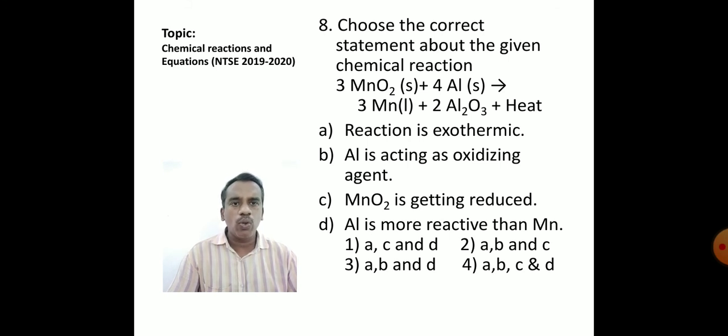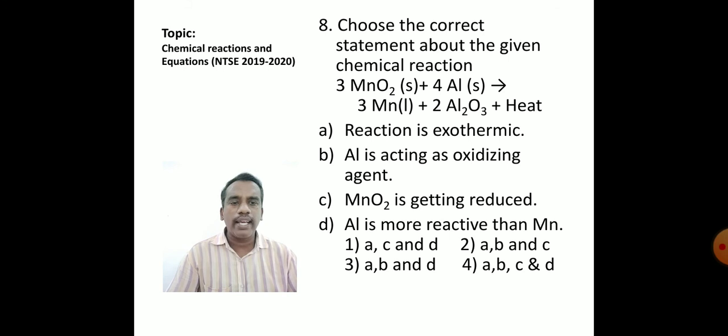So MnO2, when converted to Mn, lost the oxygen. Loss of oxygen is called reduction. Gain of hydrogen is called reduction. But here there are no hydrogens to be mentioned. We got only oxygens. So as MnO2 lost oxygen, it is getting reduced. So we say the statement C is also a true statement.